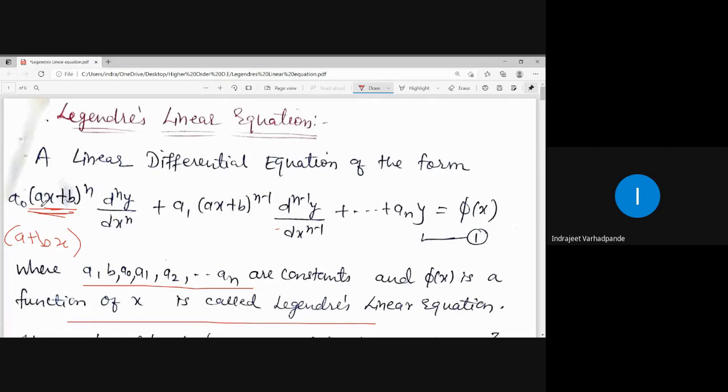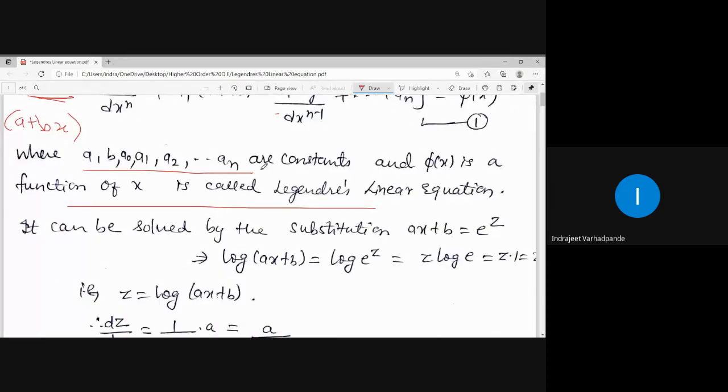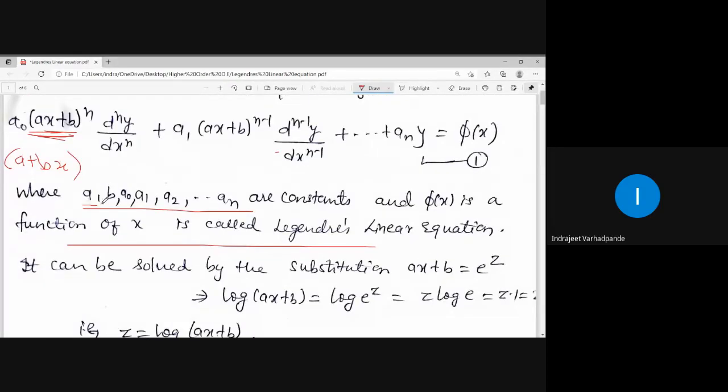So a0 into ax plus b to the power n d^n y upon dx^n plus a1 into ax plus b to the power n minus 1 d^(n-1) y upon dx^(n-1) plus dot dot dot plus an y is equal to phi of x. What is phi of x? Phi of x is the RHS of the given differential equation, where a, b, a0, a1, a2 up to an are constants and phi of x is a function of x. This is called Legendre's linear equation.